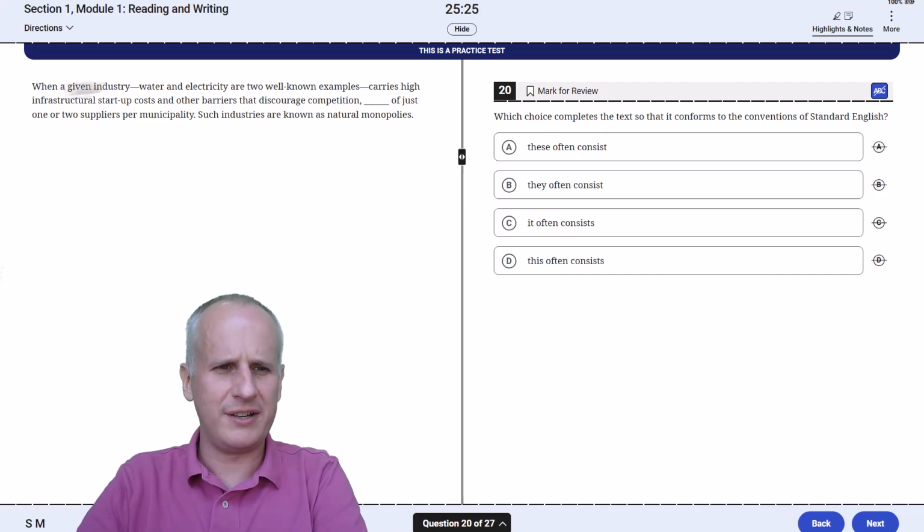So starting from the top, when a given industry, water and electricity are two well-known examples, carries high infrastructural startup costs and other barriers that discourage competition, blank of just one or two suppliers per municipality. And such industries are known as natural monopolies.